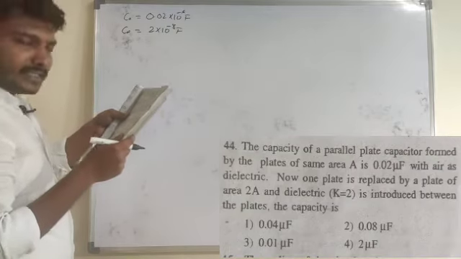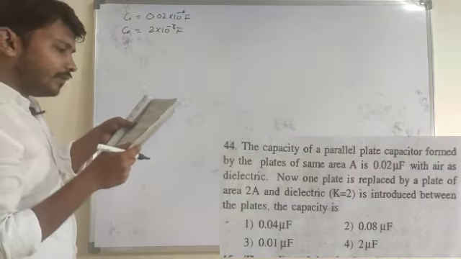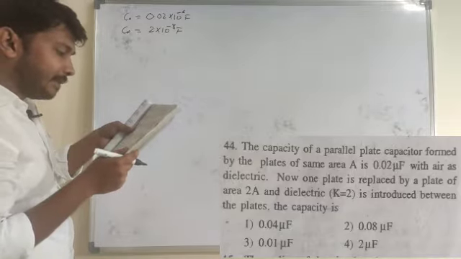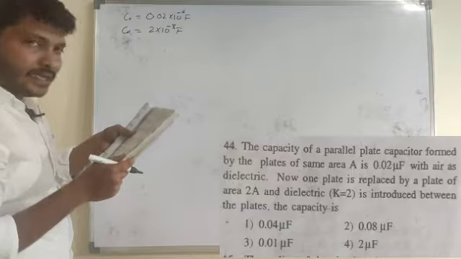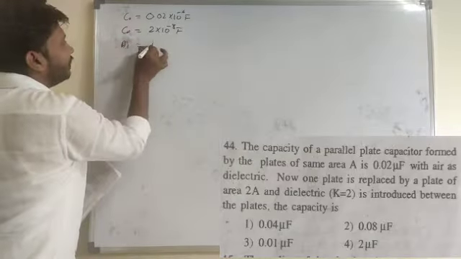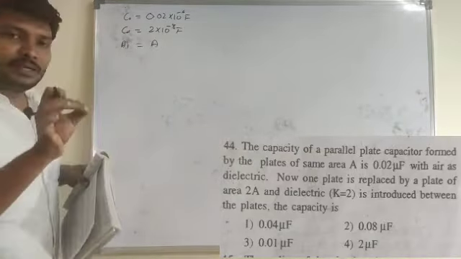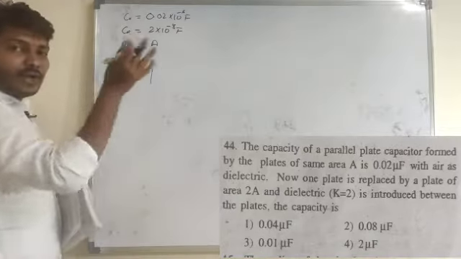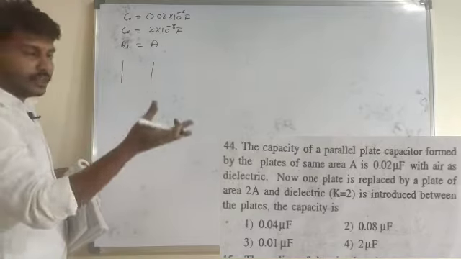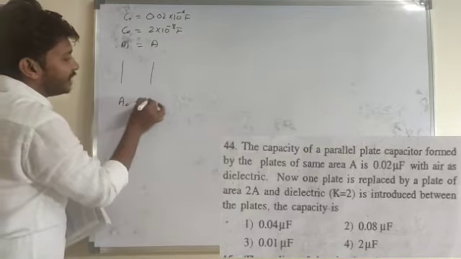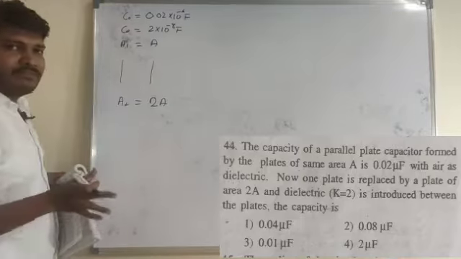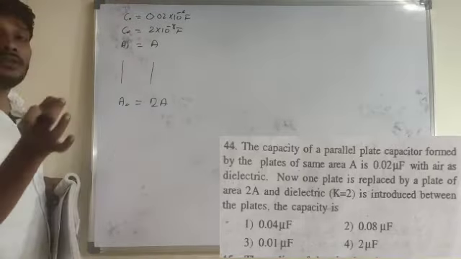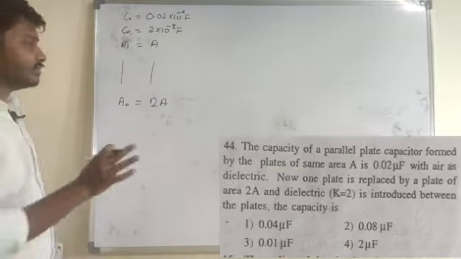With air acting as a dielectric. Now one of the plates is replaced by a plate of area 2A. Initial area A1 is equal to A. So look at that question carefully. Out of the two plates, if one of the plates is replaced, its area is 2 times A. If only one plate's area is getting changed, I need to understand whether the capacitance value will change or not. So look here.